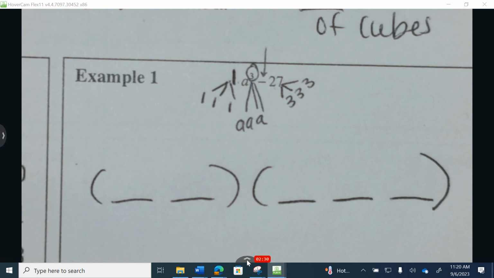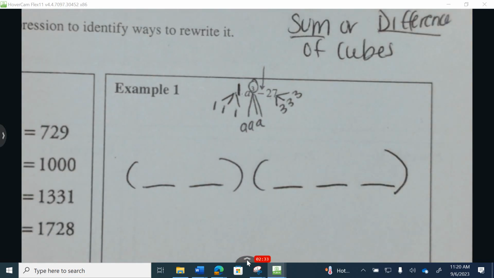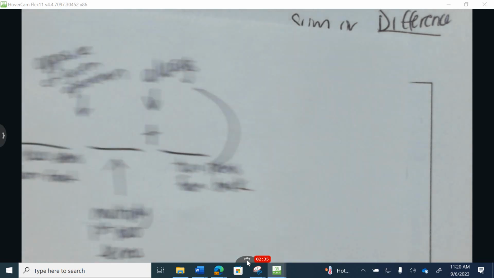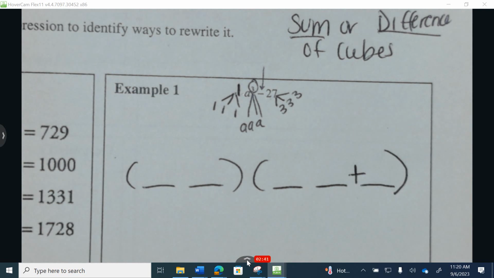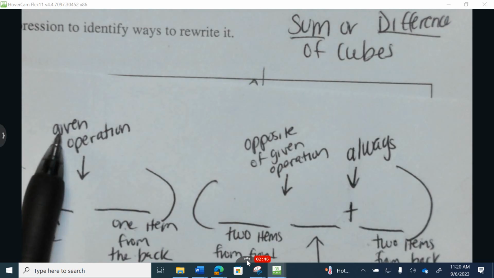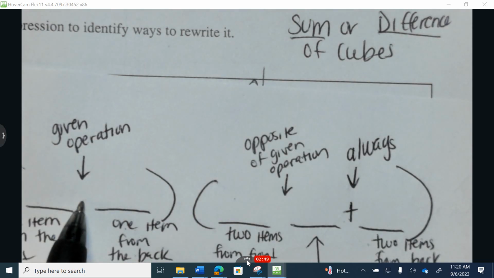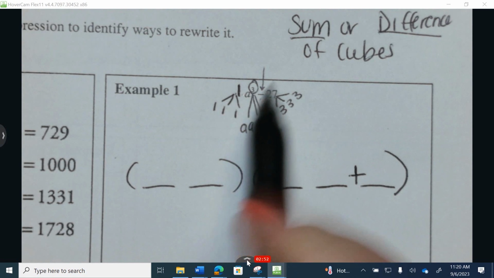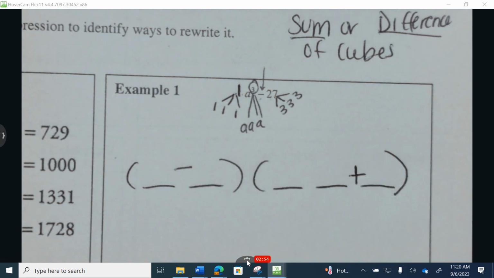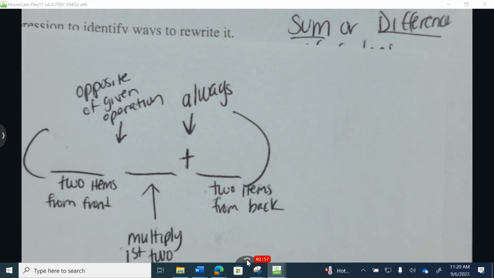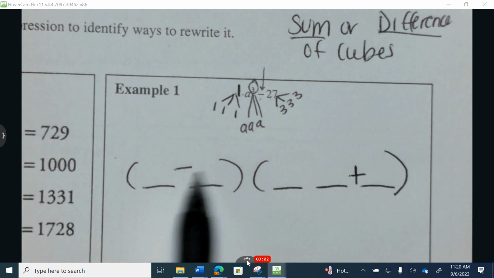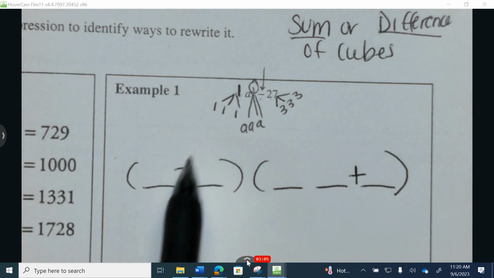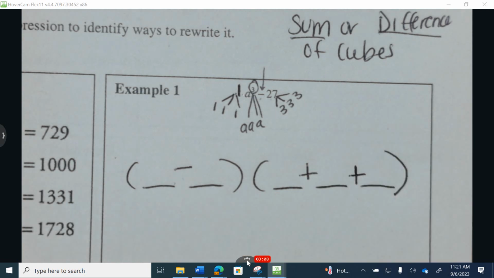Okay, so I'm going to zoom out here so I can show you what this means. As a reminder, this last symbol will always be positive, so please put a positive symbol in place. The first symbol comes from the given operation. Well, let's look at the operation. This operation is subtracting. The next operation is the opposite of the given operation. That means these two are always opposite of each other. So if I start with subtraction, the next one has to be addition.